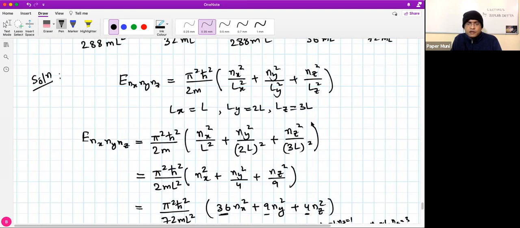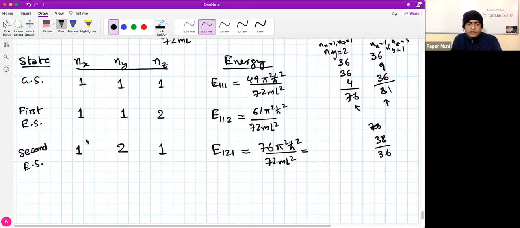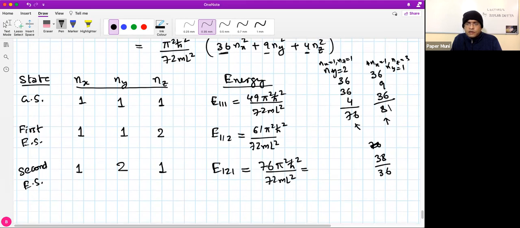Second excited state. If we choose which one to follow, this will be nx equal to 1, nz equal to 1, ny equal to 2, and we'll get 36 plus 9 into 4, which is 36 again, and then we keep nz as 1, so this is 4. So this is 72, 76. That is fine. Now what else do we have?